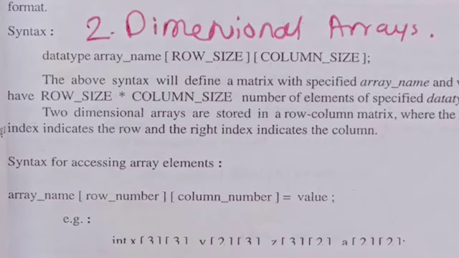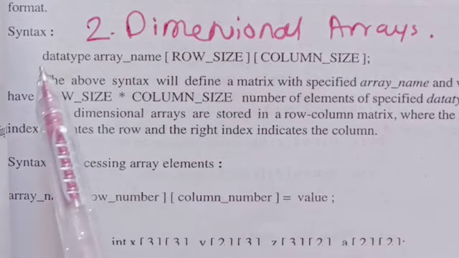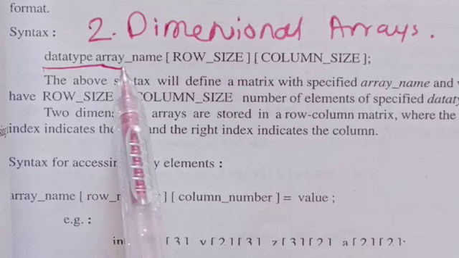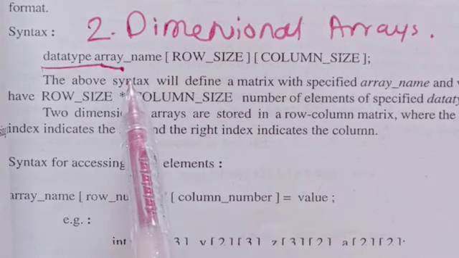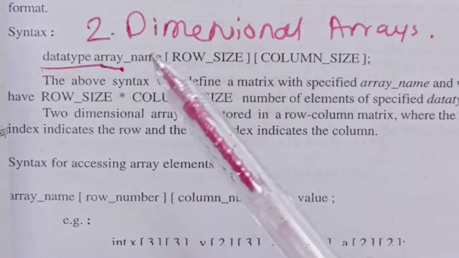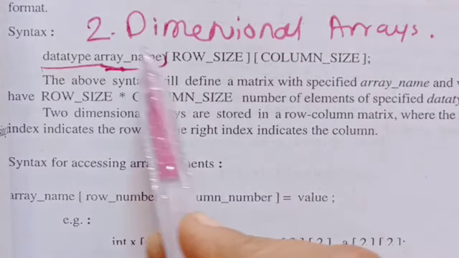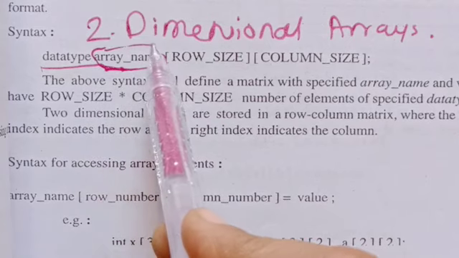Today we'll be seeing two-dimensional arrays. So, this is the syntax for writing two-dimensional arrays. First you need to specify the data type. It may be of type integer or character or float, whatever it is. Then you have to write the array name.